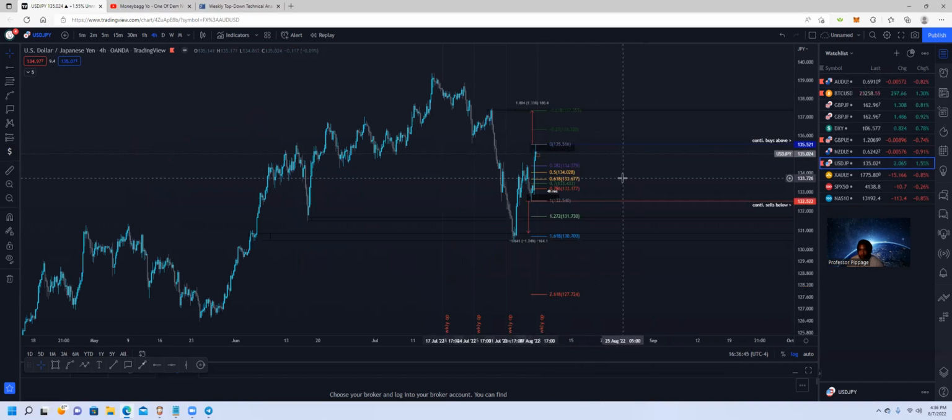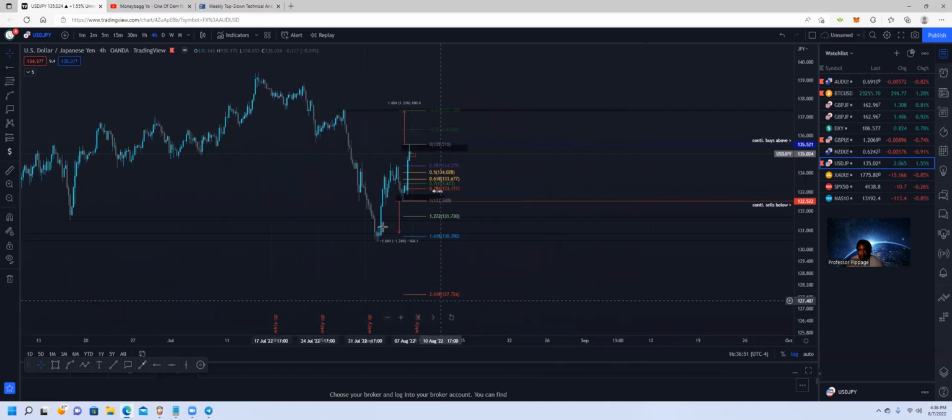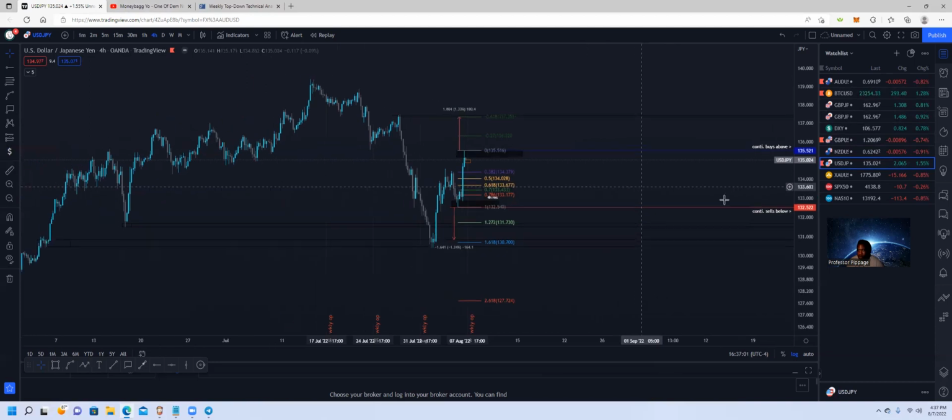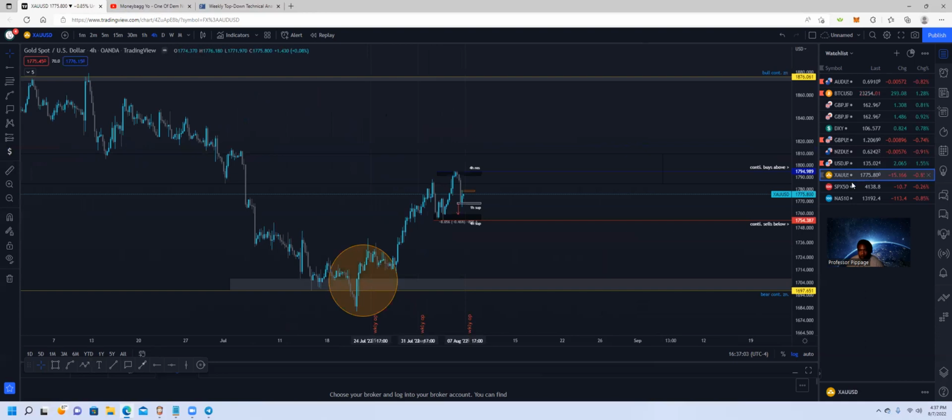If the JPY was strong and the USD were strong at the same time, we would see a consolidated market here. We don't see that. We do see USD start to pick up strength. So ultimately, like I said, USD strength, GBP weakness, JPY weakness, and then let's click over to gold.